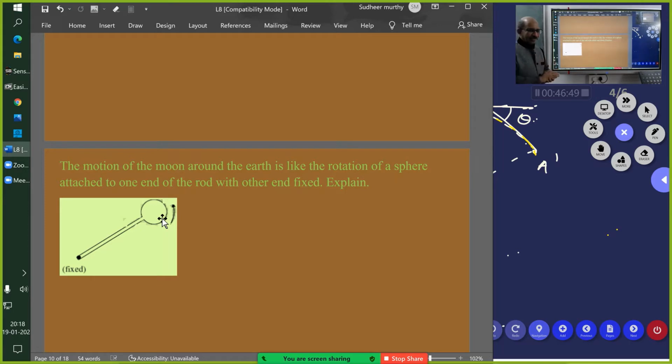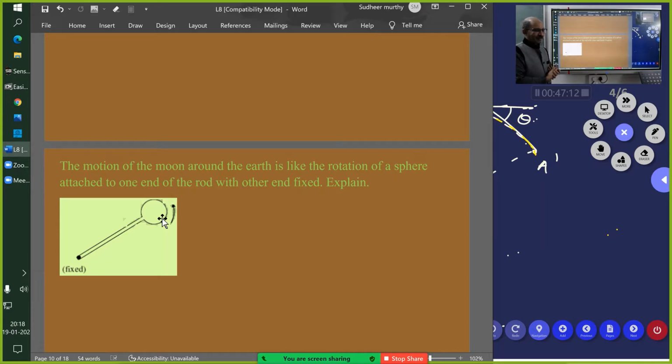Draw and see. Pure rotation. Moon is having pure rotation with respect to earth. Why? The angular velocity of both are the same. That I told, but now with some diagram you can prove it.